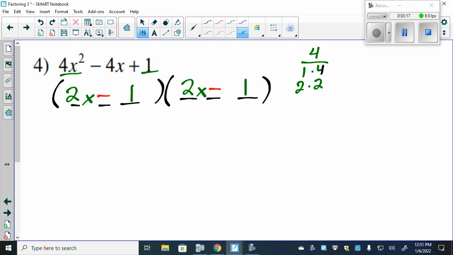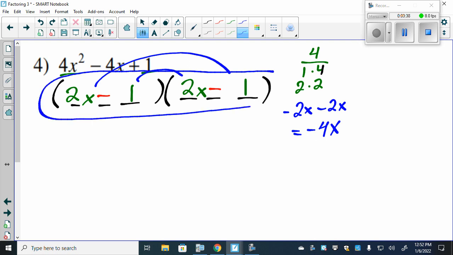And lastly, we can check to make sure we got this set up correctly. So 2x times negative 1 is negative 2x. Negative 1 times 2x is negative 2x. And negative 2x minus 2x is negative 4x, which is the correct middle term that we wanted. So these here are the factors of this trinomial.